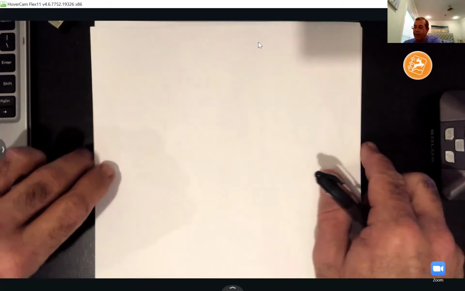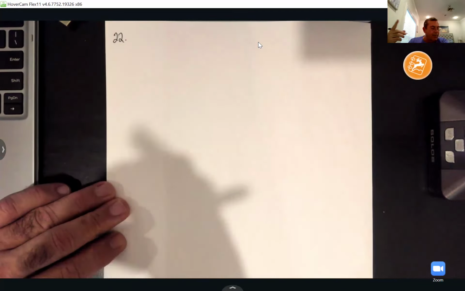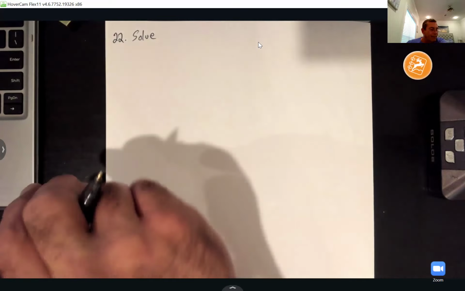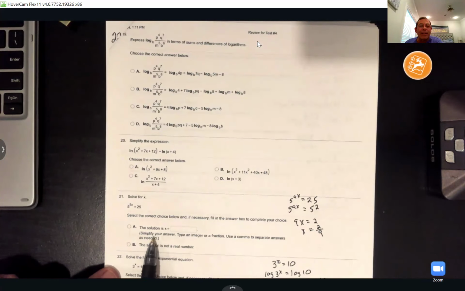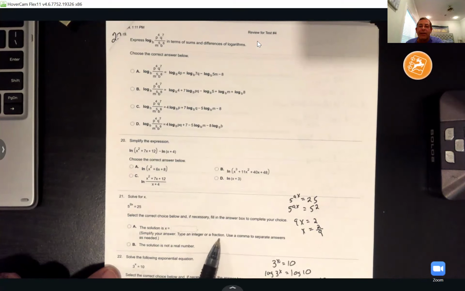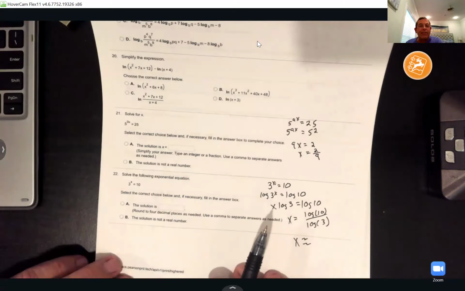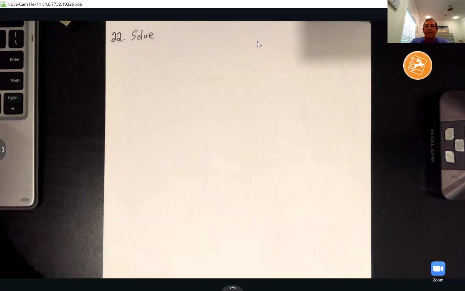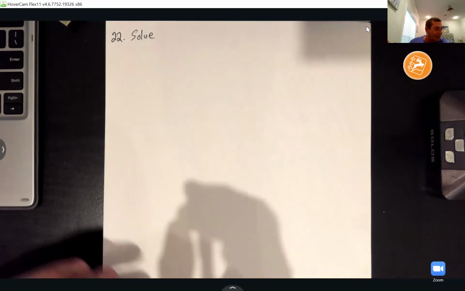All right, y'all, so let me get my paper ready. All right, so that was the 5 to the 9x, right? So next is number 22. Solve. Now, I'll tell you a trick on these. Let me show you something. This one I just solved says simplify your answer, type an integer or fraction. So that means I knew I'm not getting a decimal on that because they want an integer or fraction. This next one, look here, it says round to 4 decimal places. So that means I'm probably going to get some kind of decimal, okay?